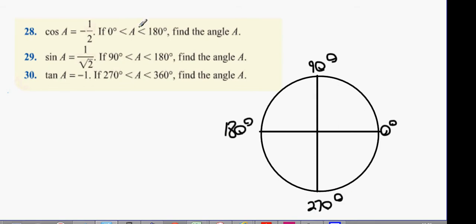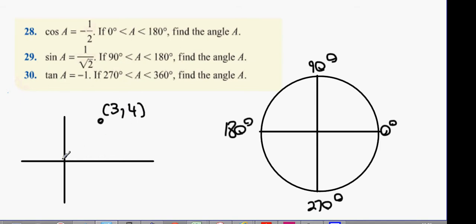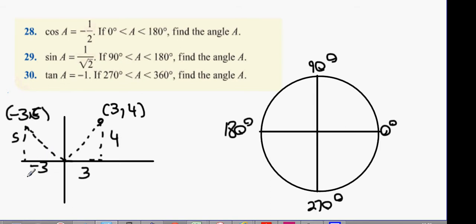Okay? Now, what I also want you to remember is the XY coordinates from junior cert geometry. If I draw a point out here, and this point is 3, 4, it means that the height is 4 and the width is 3. If I go to the second quadrant, what does it mean now if I drew that? Its height is 5, but it's going left 3, minus 3.